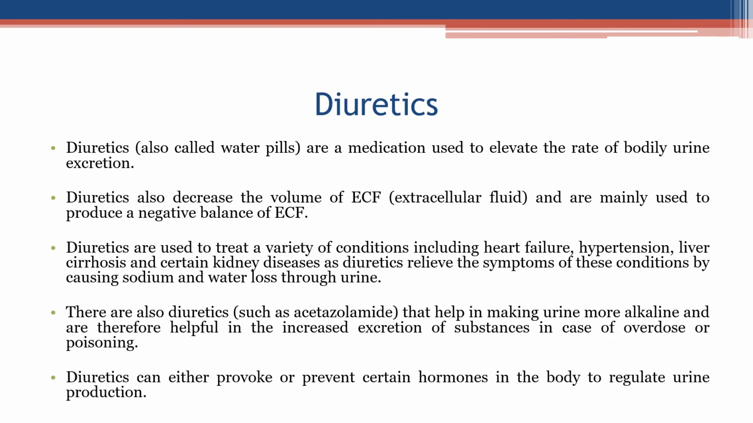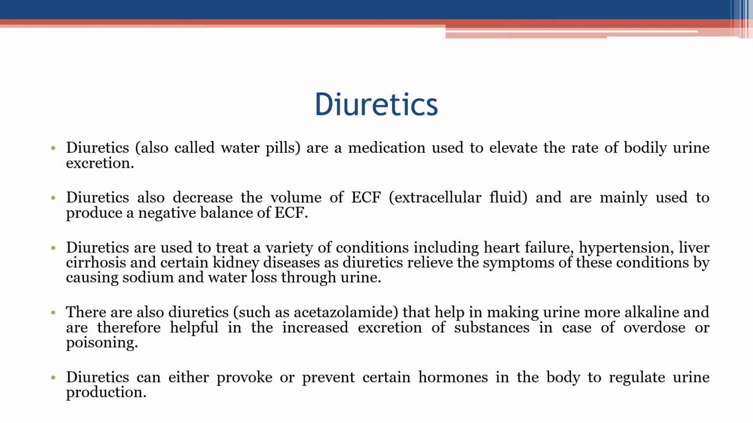Diuretics. Diuretics, also called water pills, are medication used to elevate the rate of bodily urine excretion. Diuretics also decrease the volume of ECF, extracellular fluid, and are mainly used to produce a negative balance of ECF. Diuretics are used to treat a variety of conditions including heart failure, hypertension, liver cirrhosis, and certain kidney diseases, as diuretics relieve the symptoms of these conditions by causing sodium and water loss through urine.